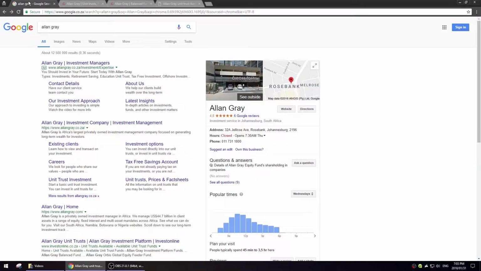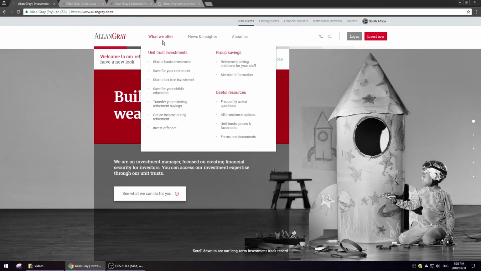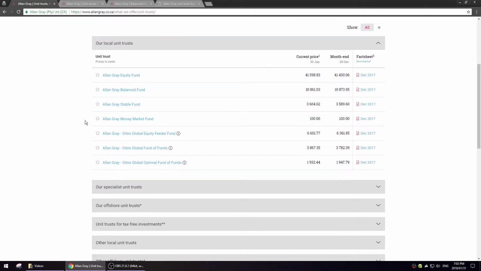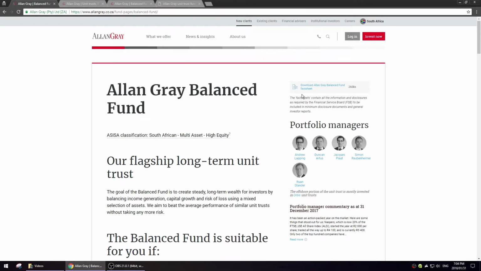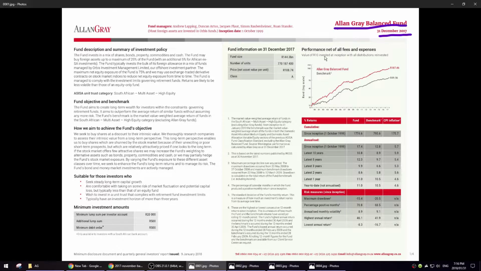How do you find these fund fact sheets? Go to the website, try to find somewhere where it says fact sheets. There we go. Here it shows a selection of their different funds. Let's have a look at their balanced fund. What we actually need to try and locate is the PDF document. Allan Gray Balanced Fund, 31 December.